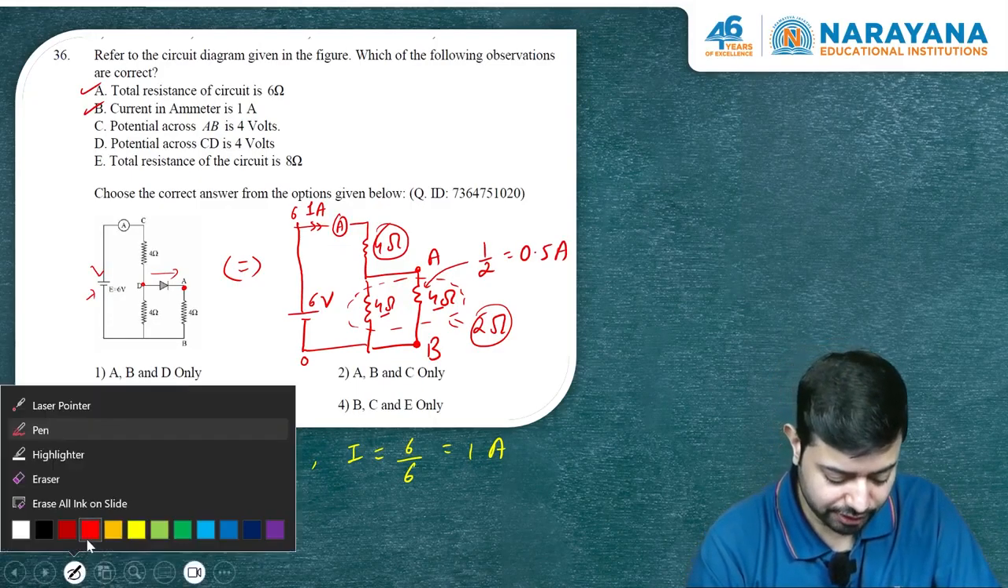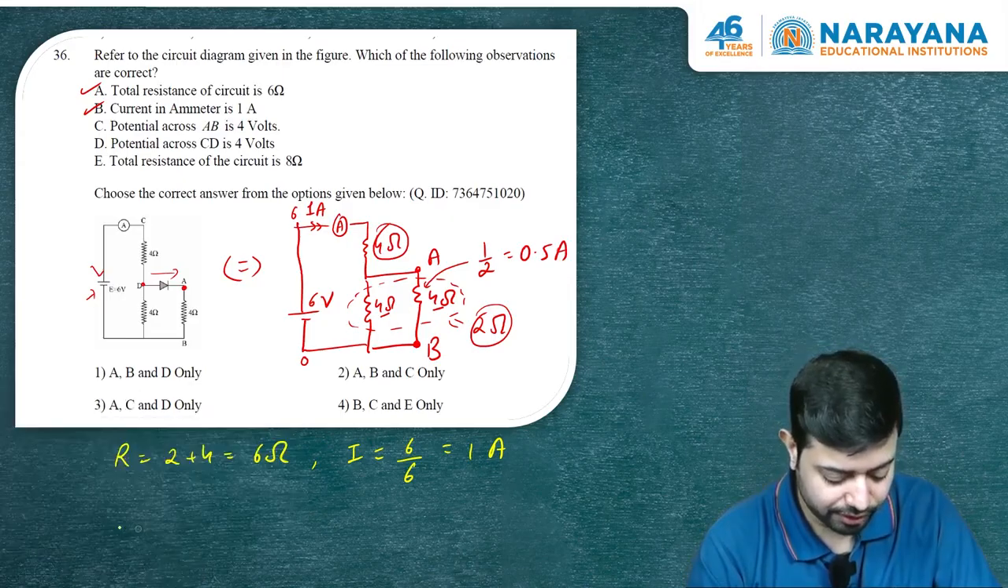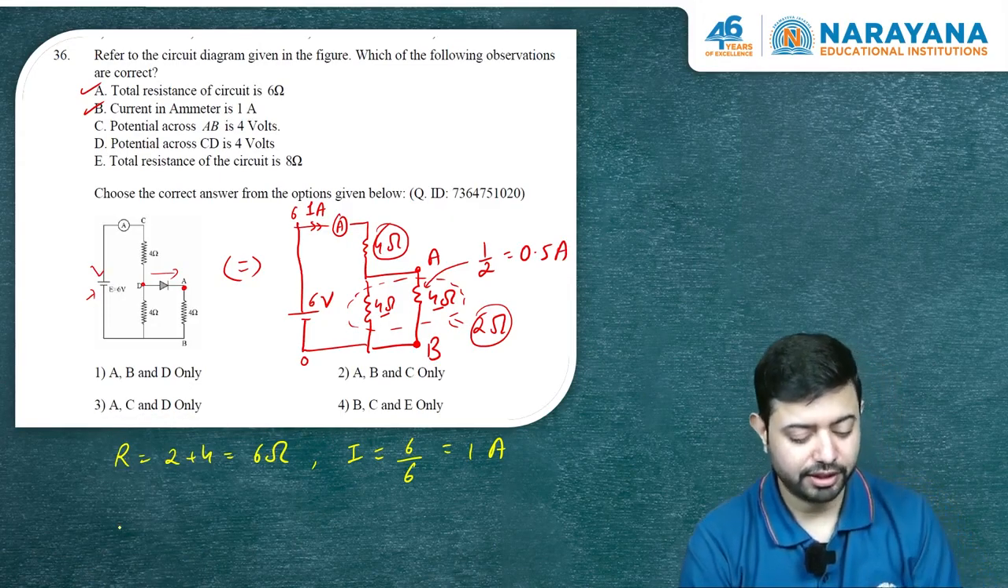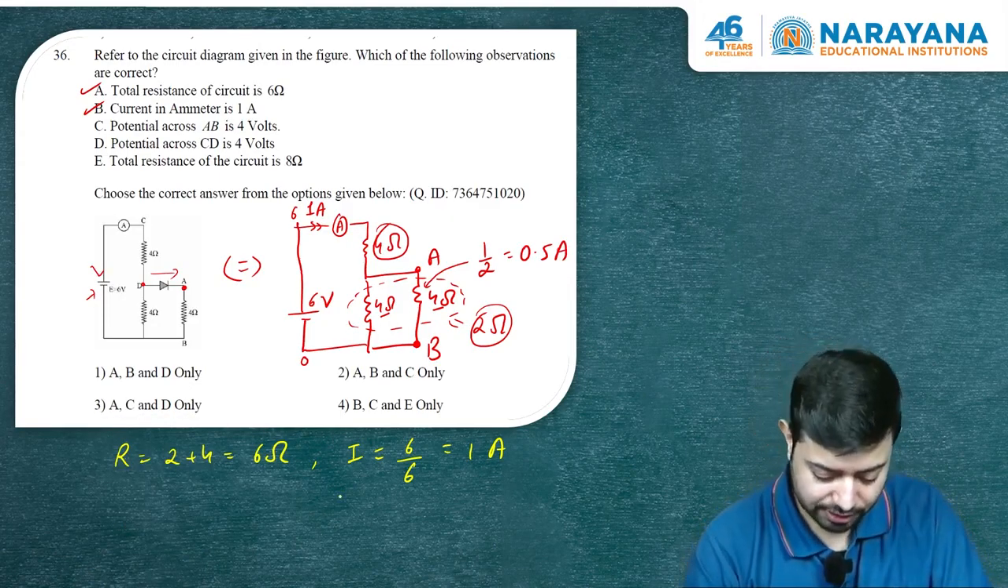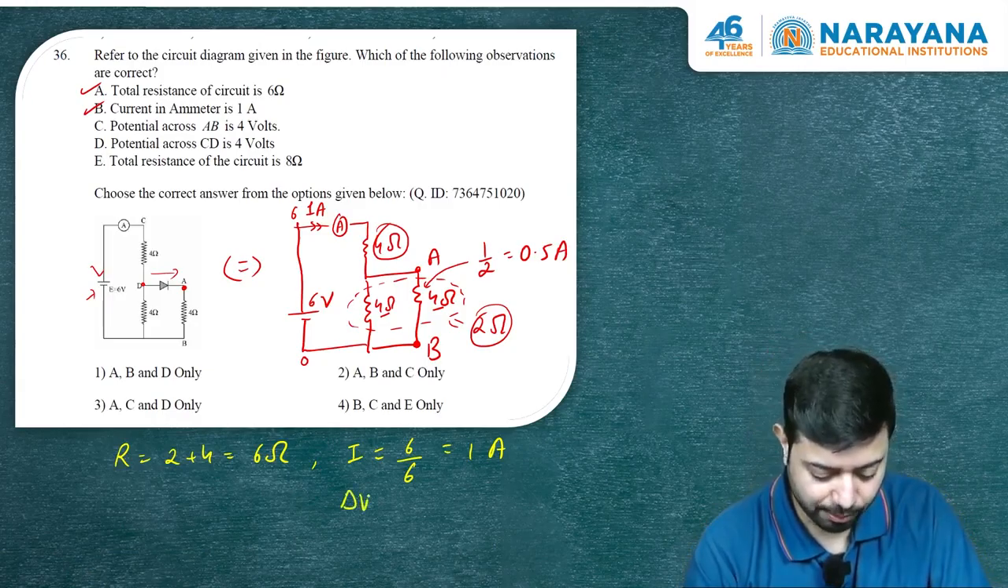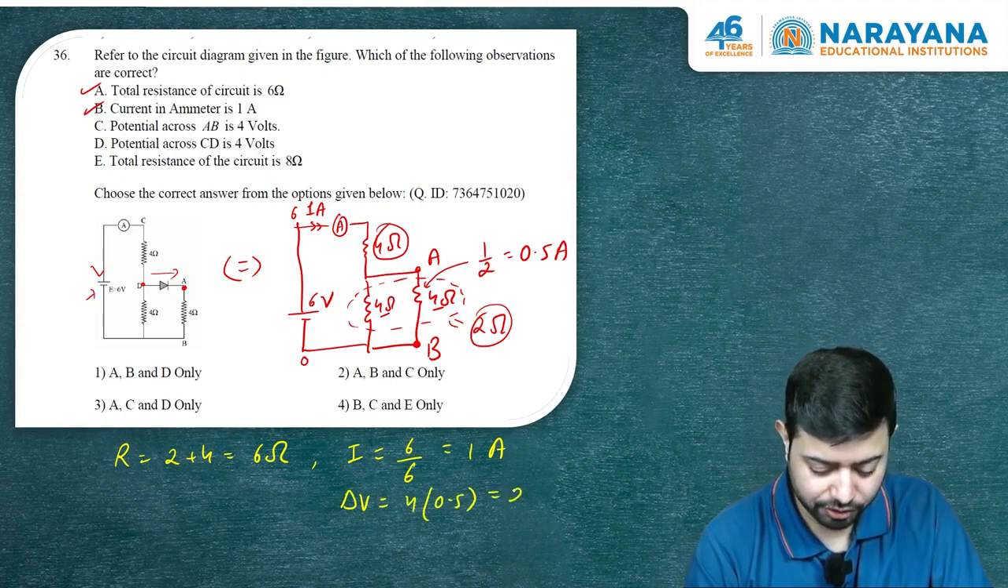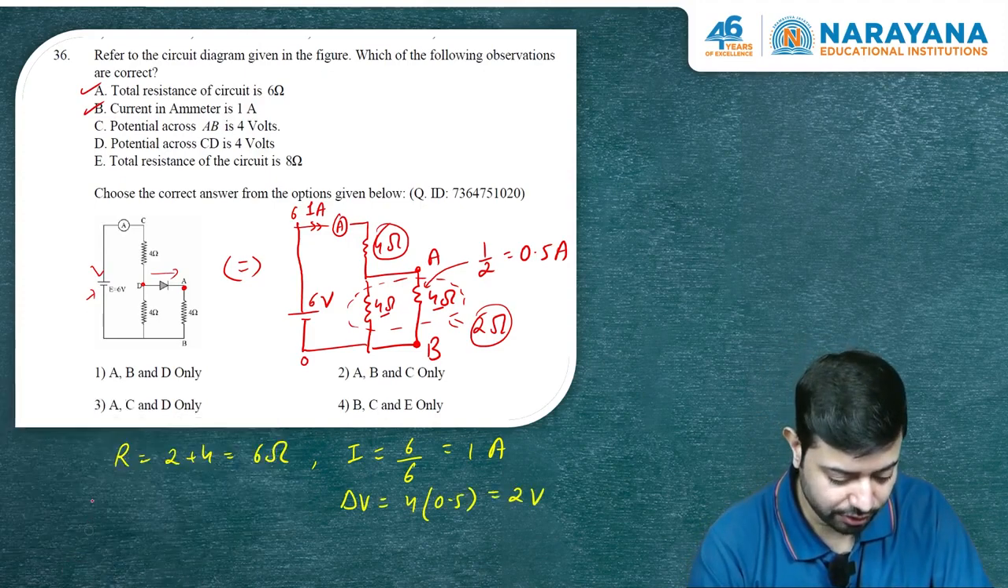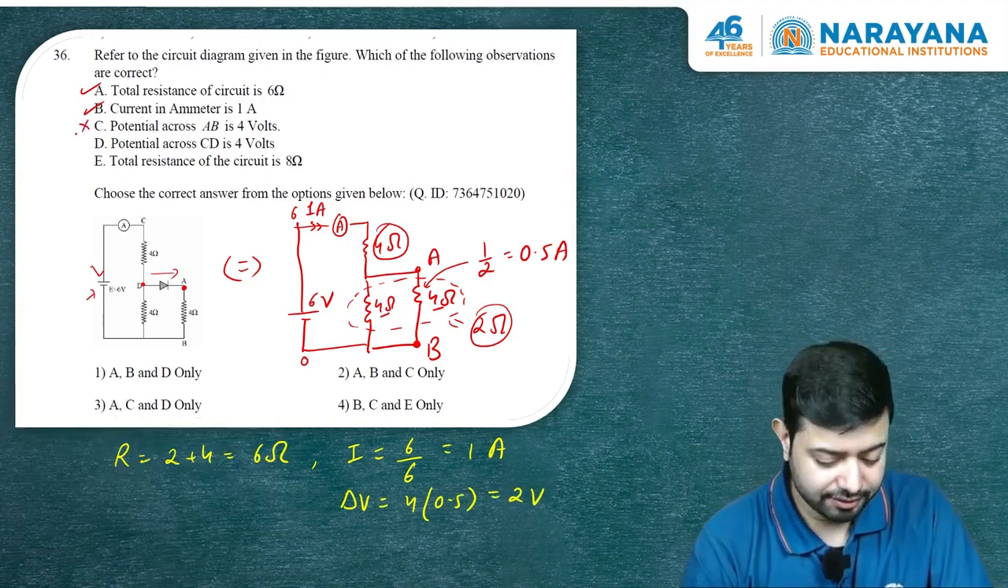So, what is the voltage difference across that 4 ohm resistor? That is the potential difference between A and B. How much is it? That delta V for the C part is going to be 4 into 0.5, which is 2 volt. So, that option is not matching at all. Let us see the D option.